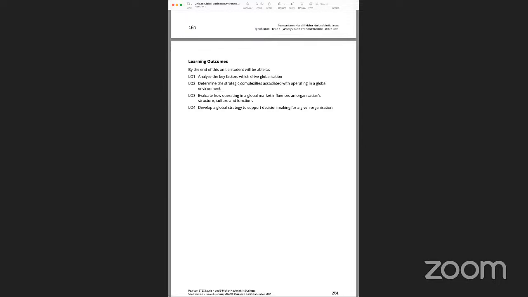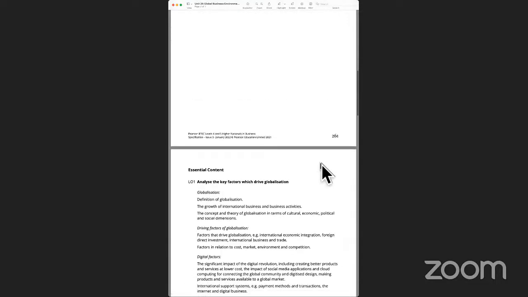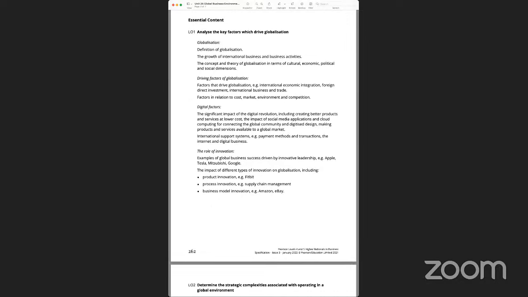One of the key factors we looked at was the digital factors, the significant impact of the digital revolution in helping globalization and the expansion of businesses into international geographies. Internet of Things, big data, and other upcoming technologies like blockchain, telecoms, 5G, and artificial intelligence allow companies to expand, because it makes it easier to outsource operations to other countries, where both sides of the business get a bit of a win-win.